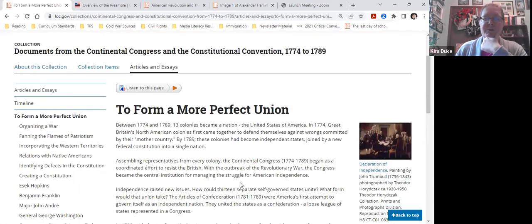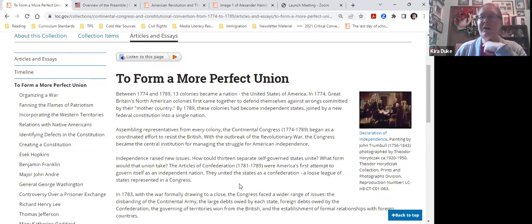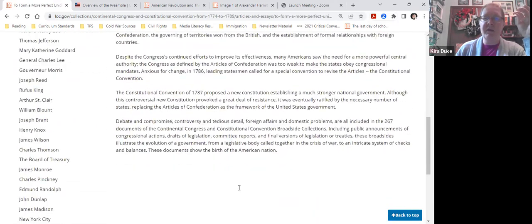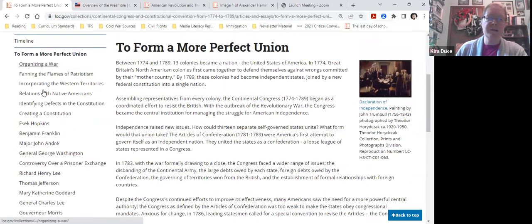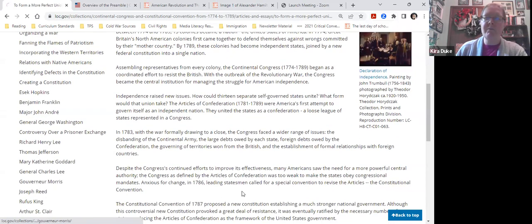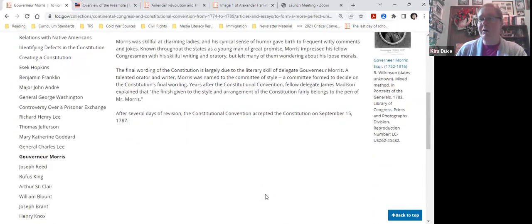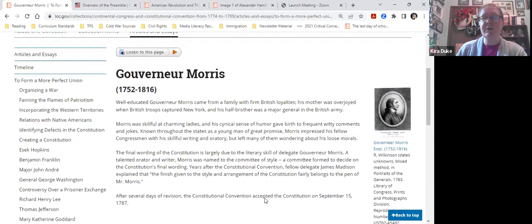The other special feature that this one has is this To Form a More Perfect Union. And again, this is going to be a lot of good kind of secondary contextual information, little short essays. And again, you can kind of click through these and see, they have some on organizing a war, fanning the flames of patriotism, relations with Native Americans. And then you can see there are some key people that are also highlighted here that you can look at that, again, are going to be important for some of the items in this collection.